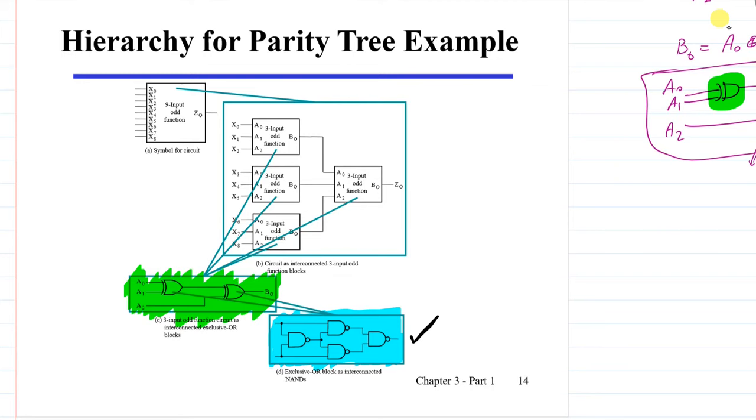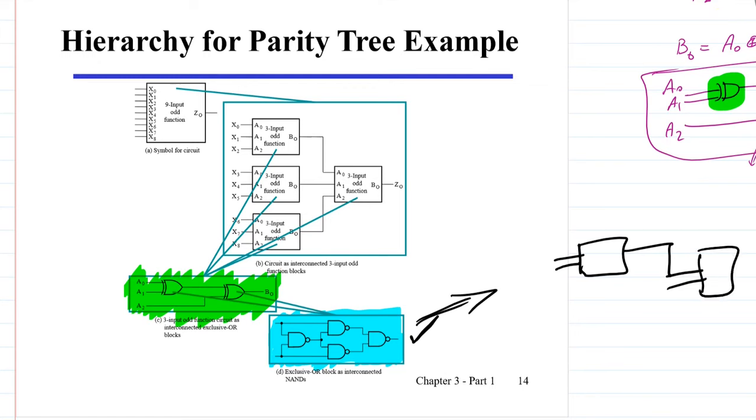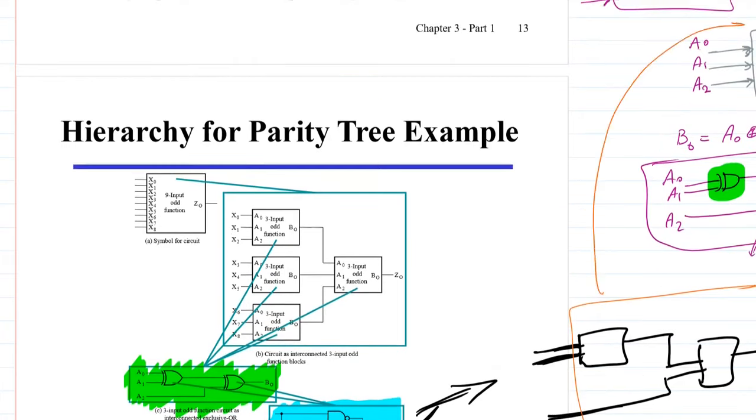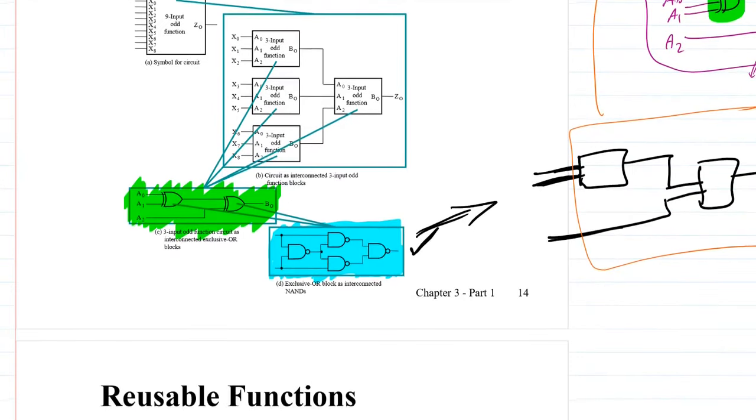Then these blocks could be combined with each other in this form to form the 3-input parity tree as we have here. And inside these blocks we have this combination of the NAND gates, or simply we have the XOR.